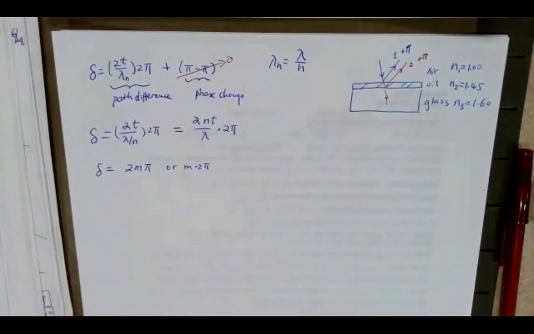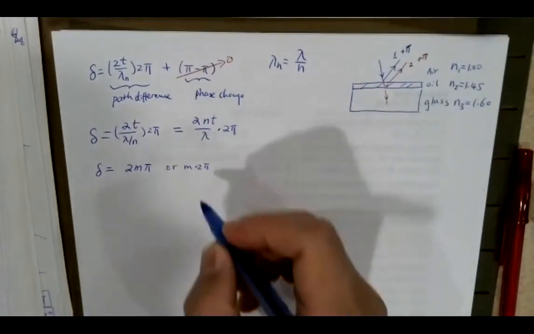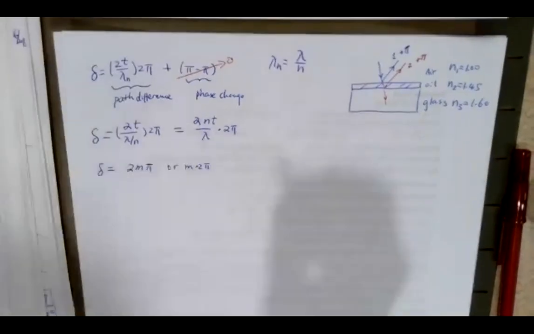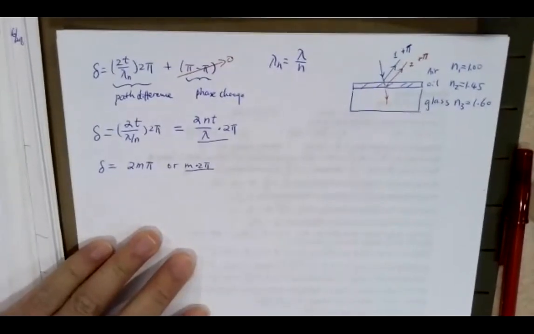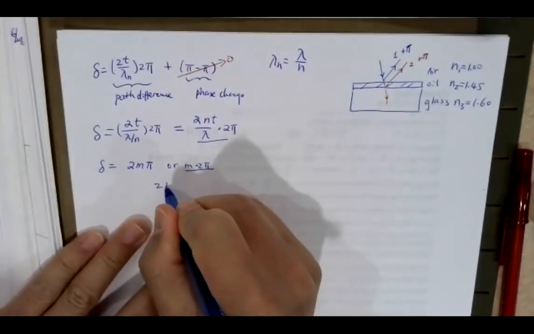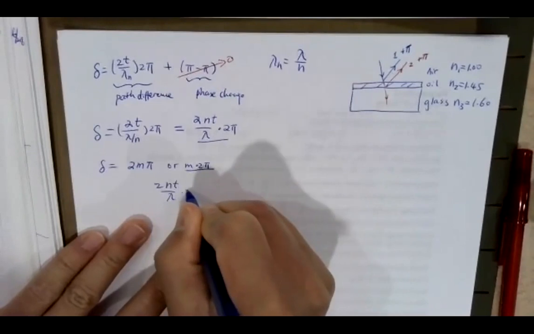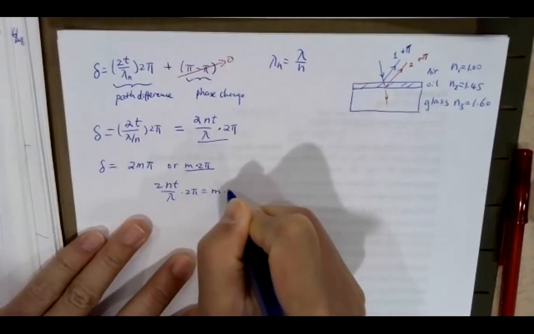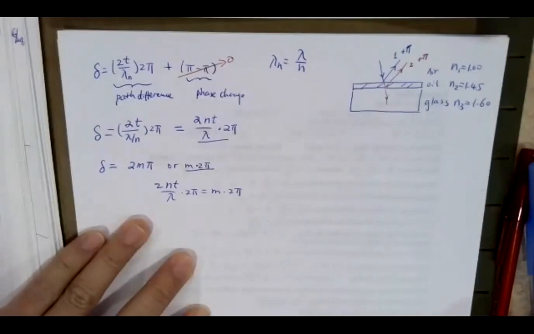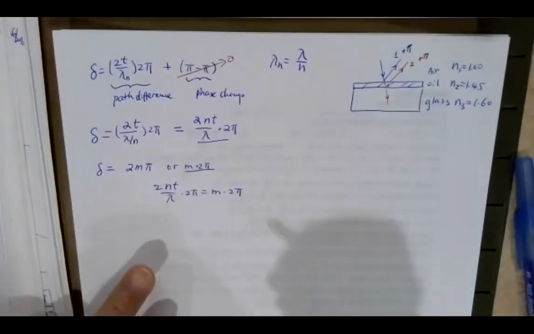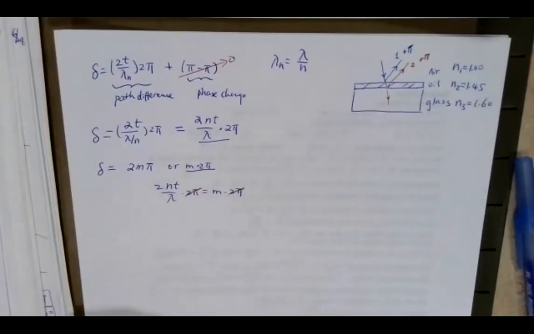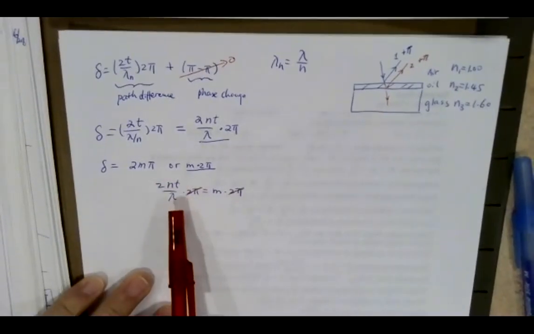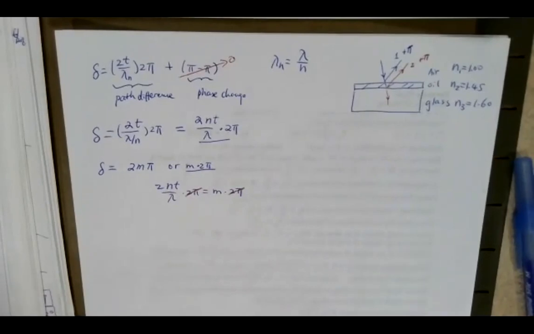So if you have integer multiples of 2 pi, you'll get constructive interference. So this will equal that to get the constructive interference. 2nt over lambda times 2 pi equals m times 2 pi. So 2 pi and 2 pi would cancel out. Then you will have 2nt over lambda equal to m.